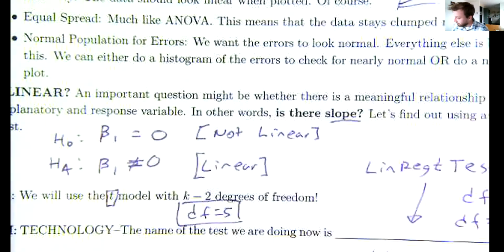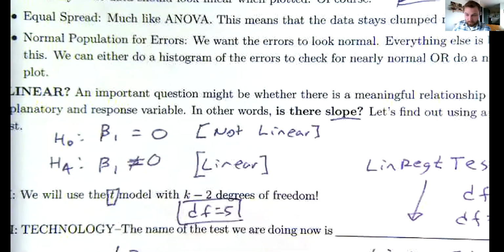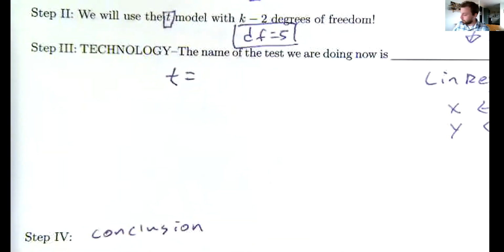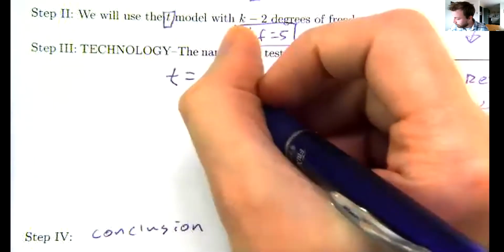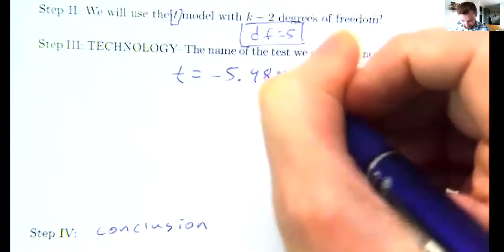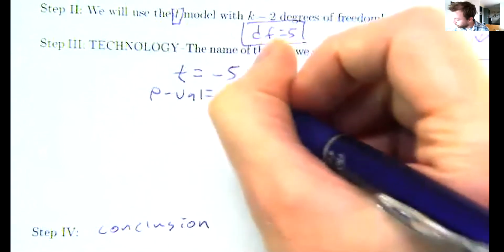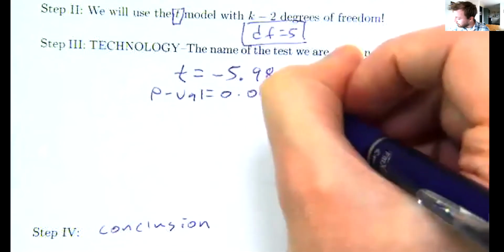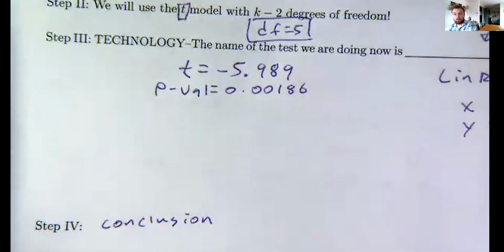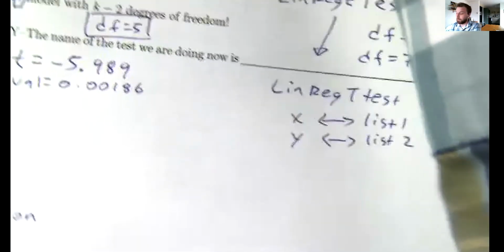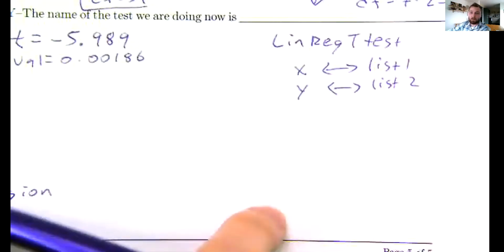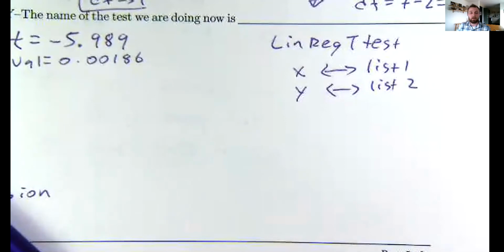When I did this in my calculator, I did linear regression t-test, and I got a t-score of negative 5.989, and I got a p-value of 0.00186. So I did linear regression t-test, my X values were in list 1, my Y values are in list 2, and I got that information.